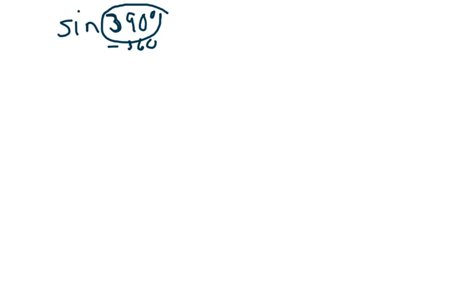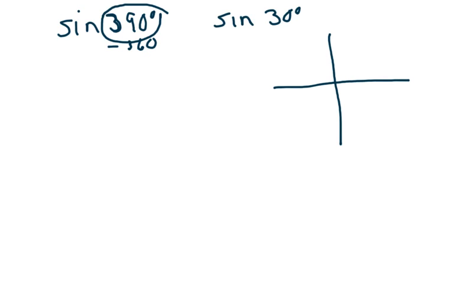So the first one we're going to do is sine of 390 degrees. I know that this is bigger than 360, so I subtract 360 here. So we're really looking for sine of 30 degrees. Now I know my 30 degrees is about here. So that's 30 degrees here.